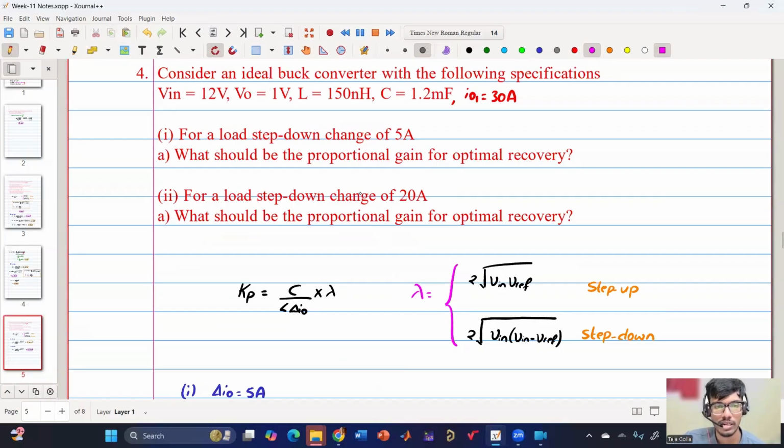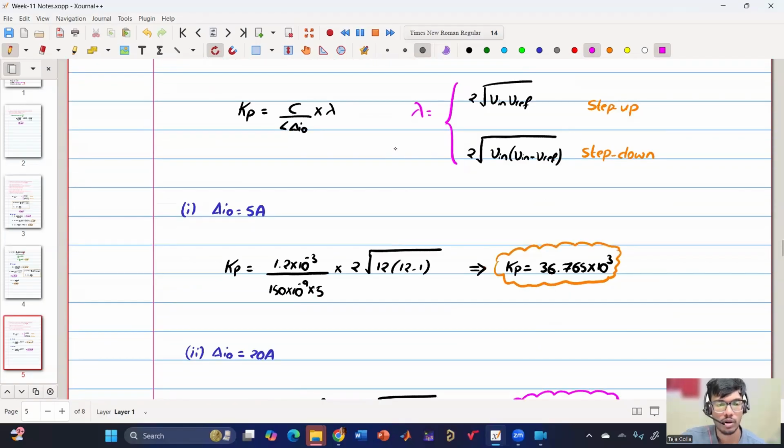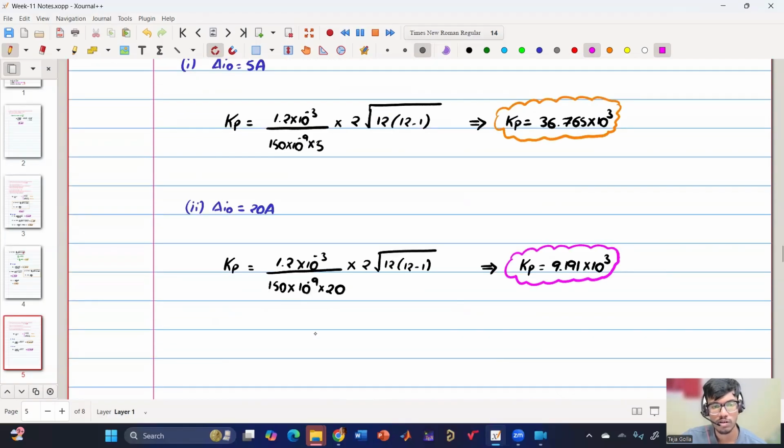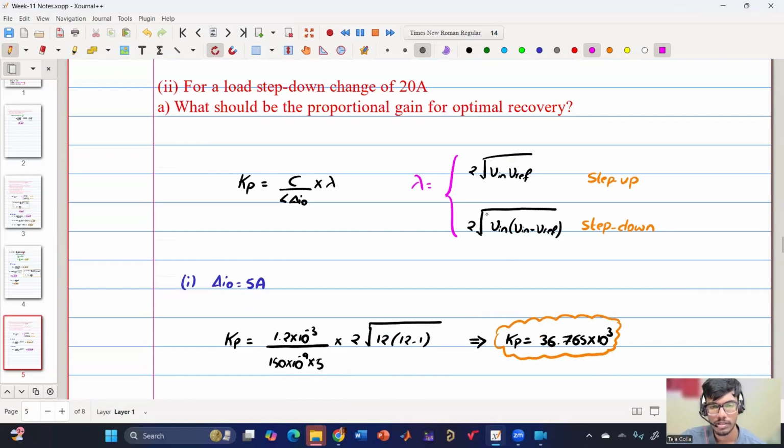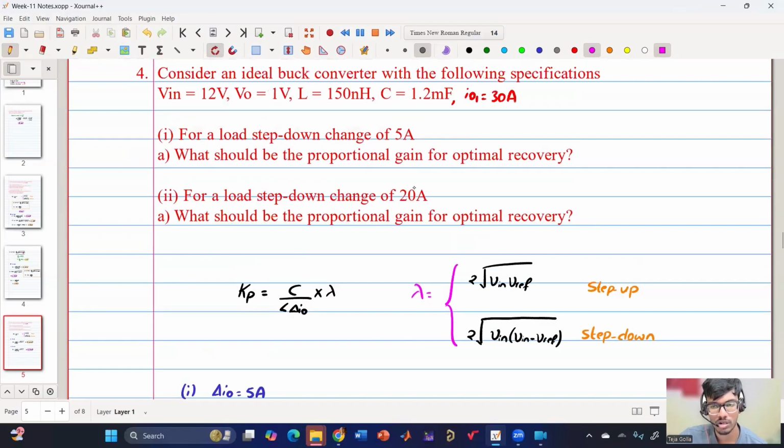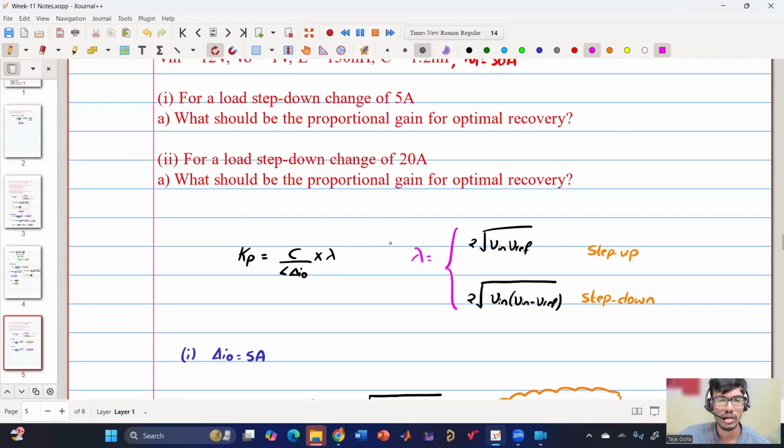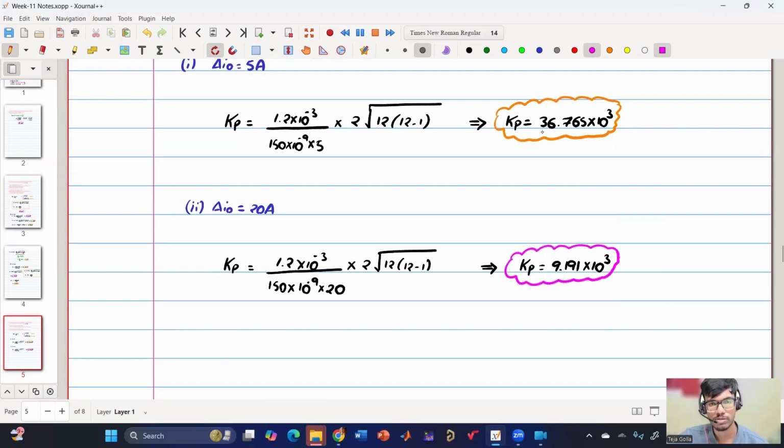So we have calculated for a load step down of 5 amperes, what will be the proportional gain, and for a load step down of 20 amperes, what will be the proportional gain. And this term remains constant if it is a step down transient. So the only dependency of Kp is on delta I naught, which is varying in these two cases. So if the delta I naught is increased, then the Kp will decrease. So we have increased delta I naught by 4 times. So the Kp should decrease by 4 times. So as you can see, Kp by 4 will give you this new Kp.